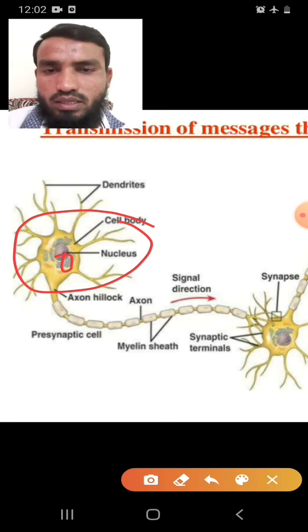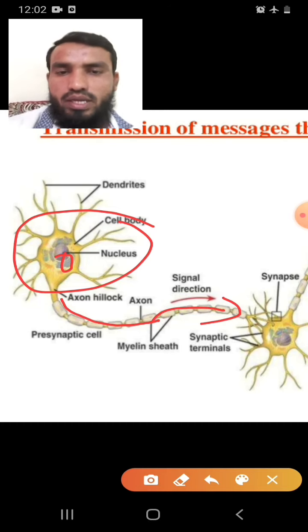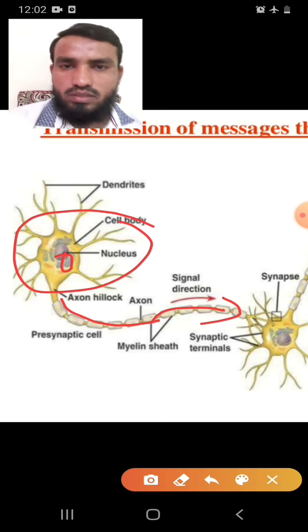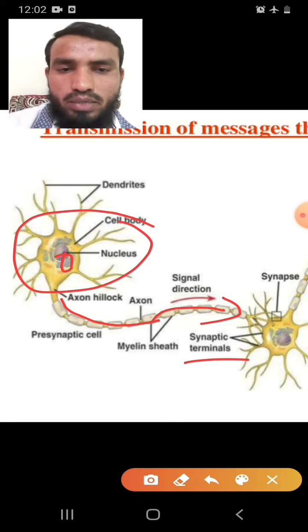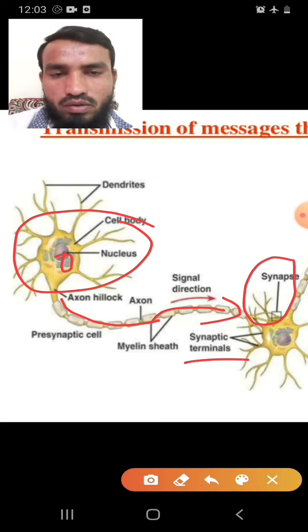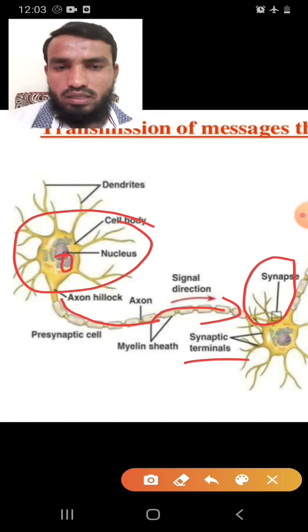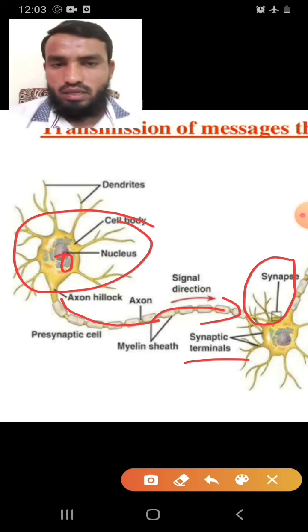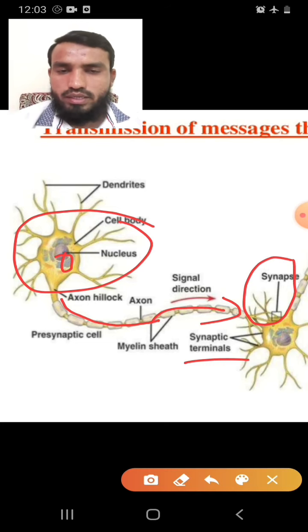So the information travels from here through the axon. This is the axon. This is the way to transfer the impulse or the information from one neuron, and then finally it reaches here, which is called the synaptic terminal. These are the synaptic terminals and this is the synapse, where the first neuron's nerve endings are attached to another neuron's cell body through the dendrites, and that is how the signal travels from one neuron to another neuron, right? And this is the axon.